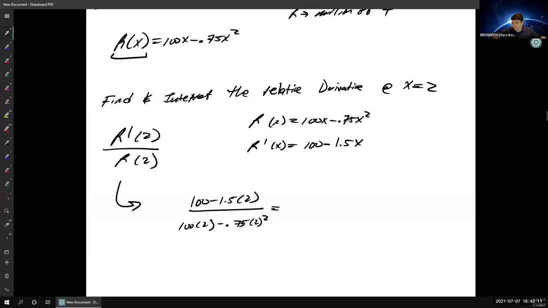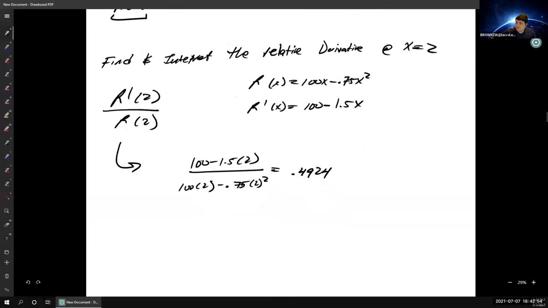Okay, so as a decimal, the actual relative derivative by itself gives you 0.4924. So technically, if you're just asked for the relative derivative, you're always going to get this kind of decimal number.